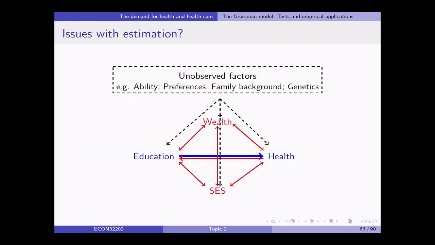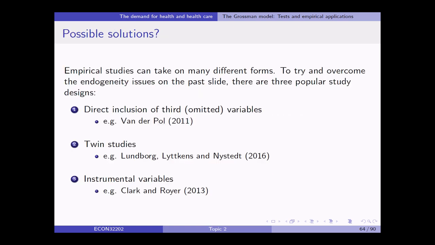So hopefully I've convinced you that it's not as straightforward as doing a simple regression model where you've got education on the right hand side and health on the left hand side. There are lots of econometric issues that you need to worry about. But people have done lots of clever things to try and break some of these problems, and we'll go through three particular things that people have done in the next few slides. As I've said, they're all econometric problems, but econometricians, applied economists, are very good at coming up with potential solutions.